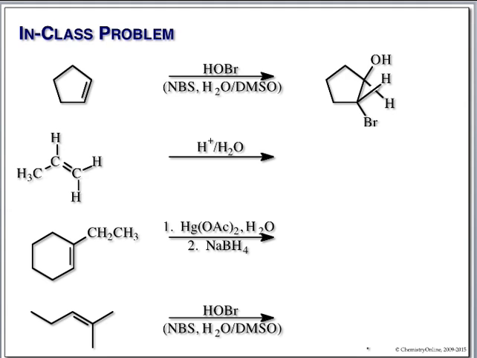Aqueous acid and an alkene. Hey, we know that. This is going to give us a carbocation intermediate. It could rearrange, but it won't in this molecule. The carbocation will be at the secondary carbon. That means that water will add to that carbon, form an alcohol, and it will look like that.